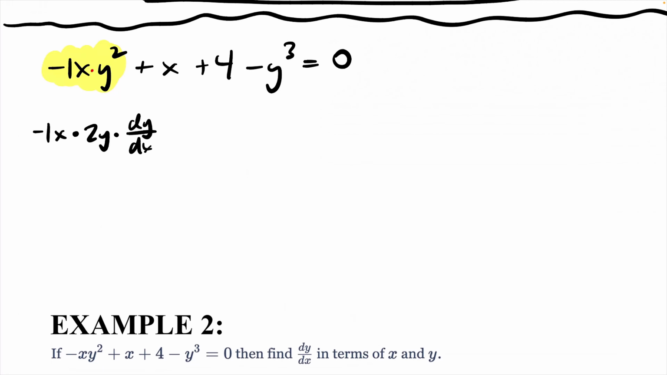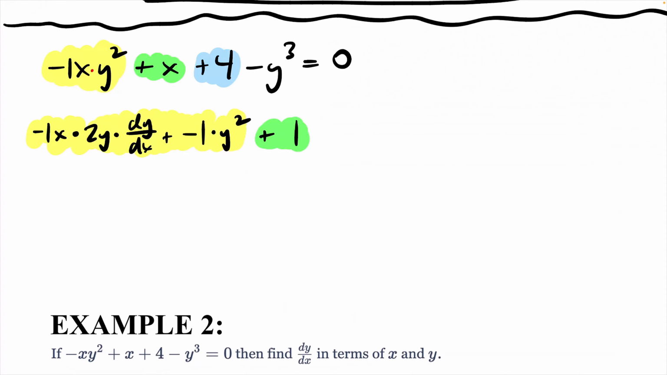Plus the derivative of the first, which is negative 1, times the second. I don't need another dy over dx because I didn't find the derivative of y. Plus, what's the derivative of x? Positive 1. Does that need a dy over dx? Nope, because it wasn't a y. Then the next term is positive 4. What's the derivative of positive 4? 0. So I don't need to write that.